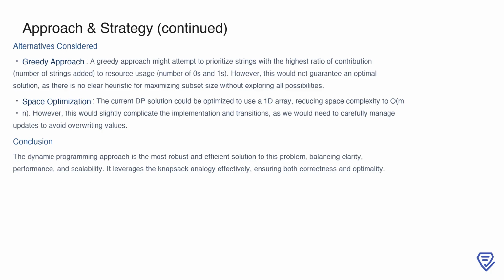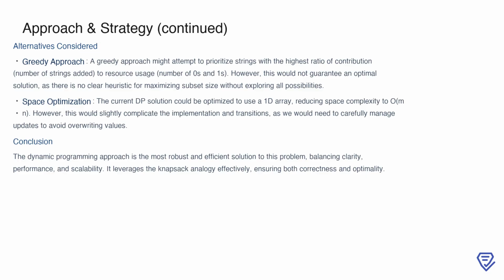While the dynamic programming approach is robust, it is worth considering alternatives. A greedy approach, for example, might prioritize strings that provide the highest contribution relative to their resource usage, that is, the ratio of strings added to zeros and ones consumed. However, this does not guarantee an optimal solution, as there is no clear heuristic to maximize the subset size without evaluating all possibilities. Another option is to optimize the space complexity of the current DP solution.